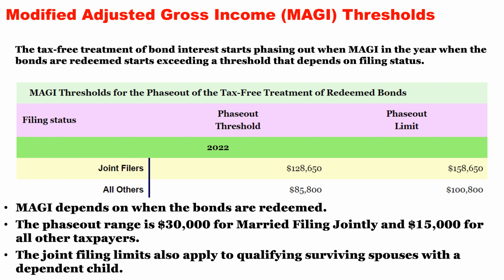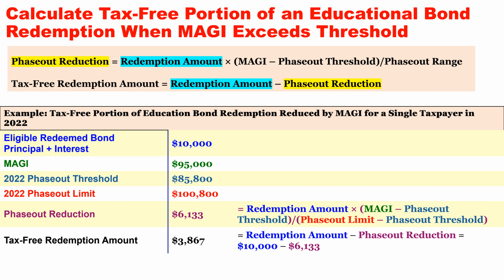The income limits phase out over a range of $15,000, or $30,000 for married couples filing jointly. The phase-out limits are adjusted annually for inflation and apply when the bonds are redeemed, not when they are purchased. This screen shows the formula and an example for calculating the tax-free portions of bond redemptions if MAGI exceeds the phase-out threshold, but is still below the phase-out limit. Simply multiply the redemption amount by the amount your MAGI exceeds the phase-out threshold, divided by the phase-out range, then subtract that from the redemption amount.